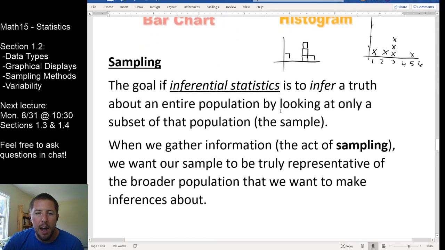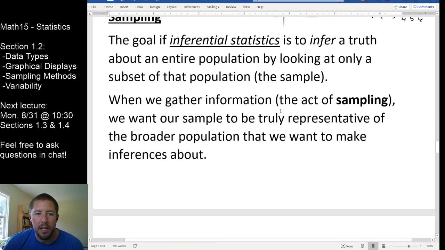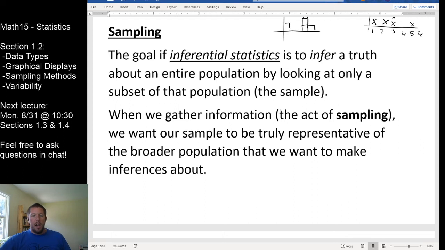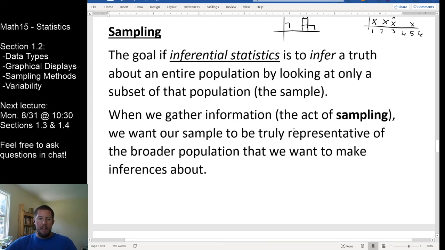Our next topic here, our kind of like last little things to look at here, is sampling, and then I'll talk about variability for like a couple of minutes, and then we'll wrap it up. So, sampling. The goal of inferential statistics, which is a majority of the topics this semester, is to infer a truth about a population by only looking at a subset of that population.